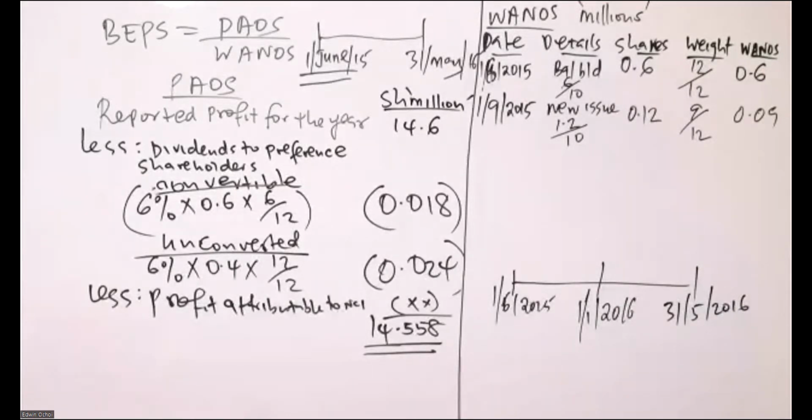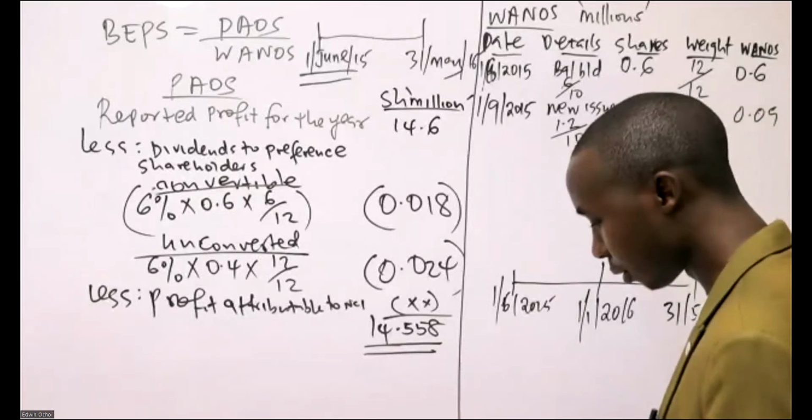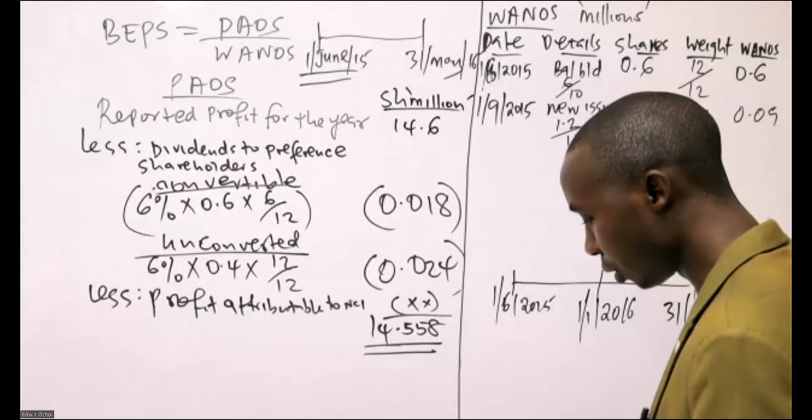Mwalimu, a quick one also. In the question, it's only indicated million and not shillings million. So is that an error, or like in numbers of shares? But there's no error there. So meaning that, so millions.